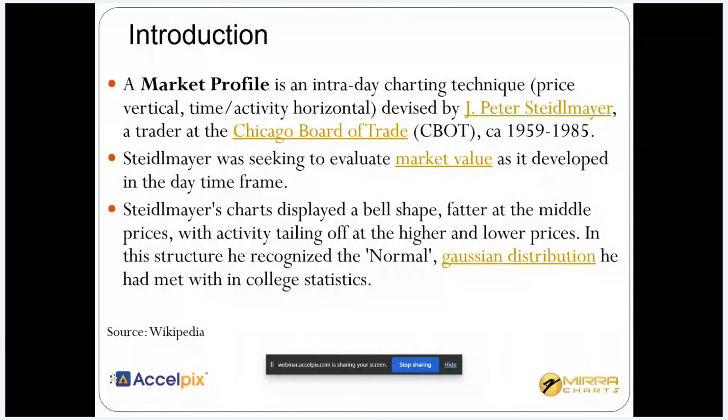So market profile is nothing but a charting technique. It's not a holy grail. It's not anything else. It's just a way of plotting the price. I will show the charting as well, once it goes through how a market profile chart looks like.